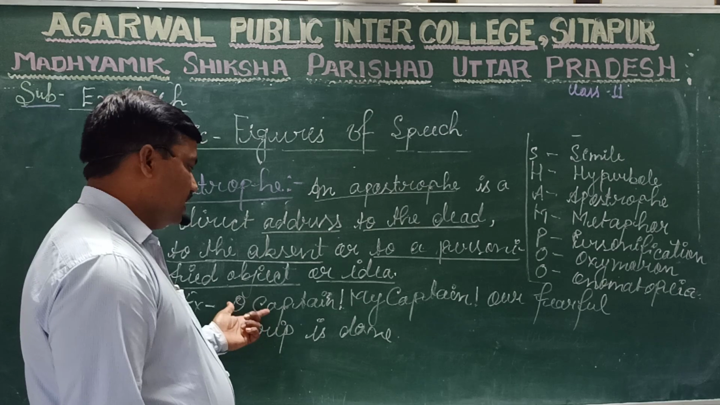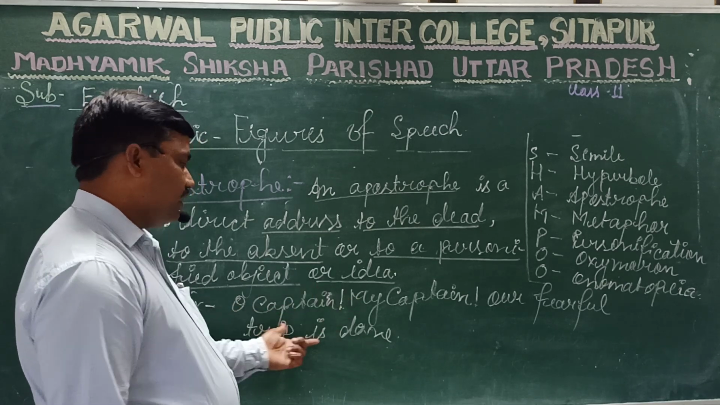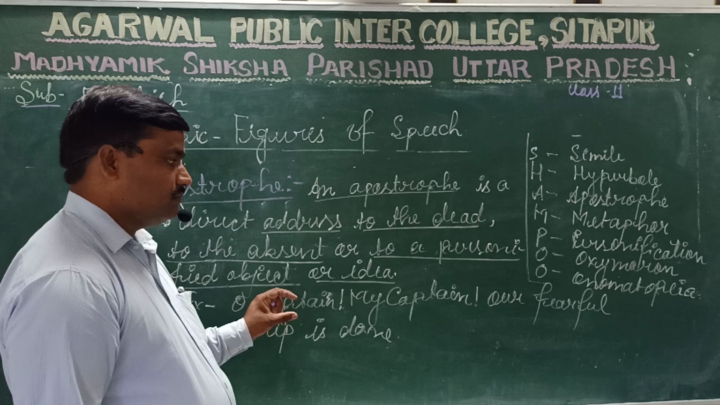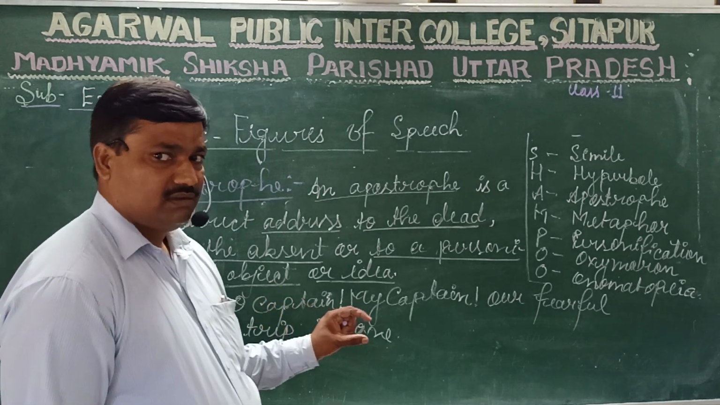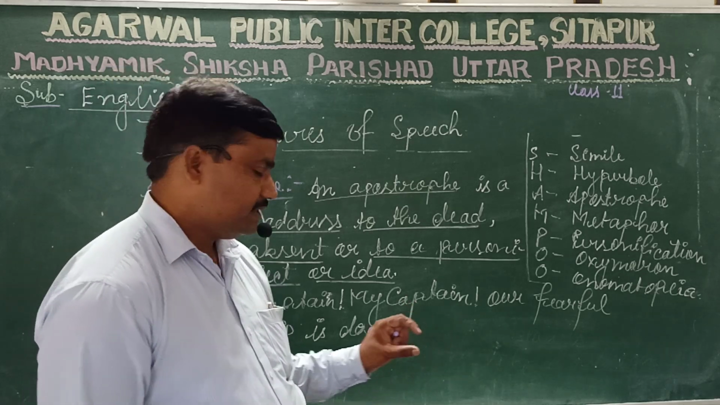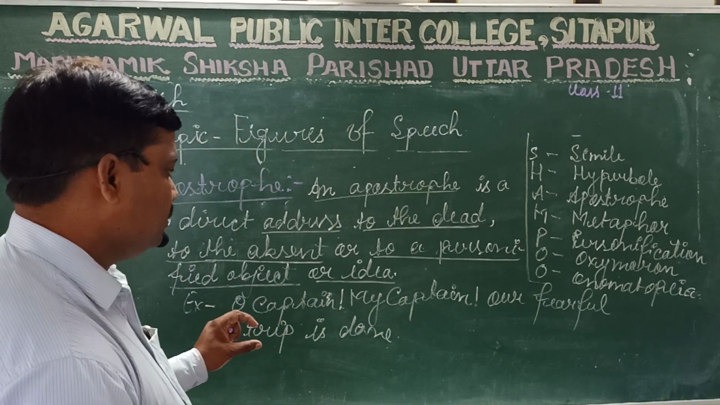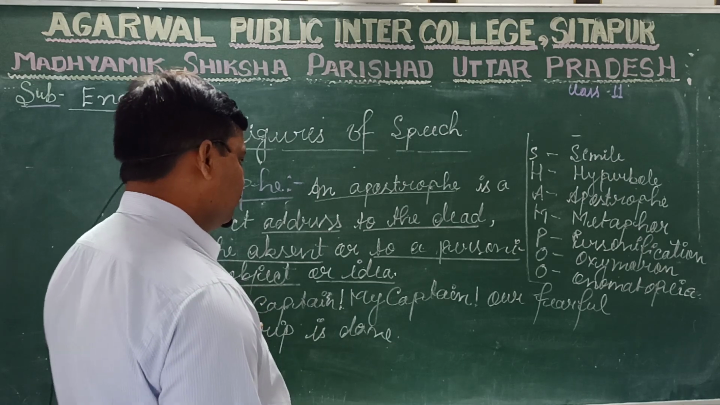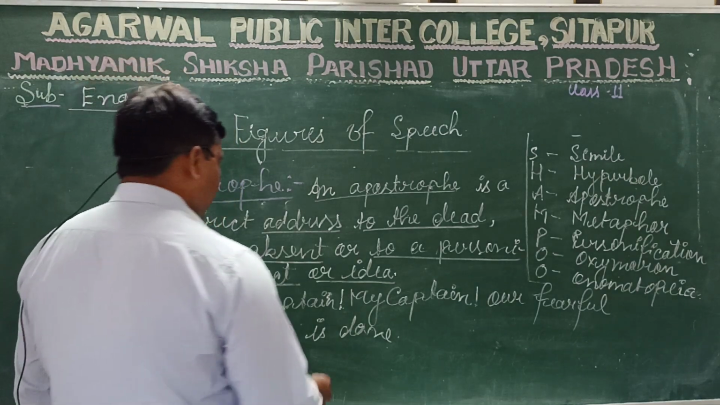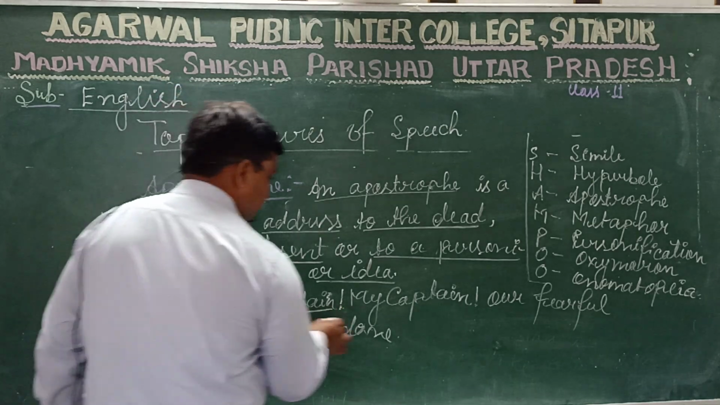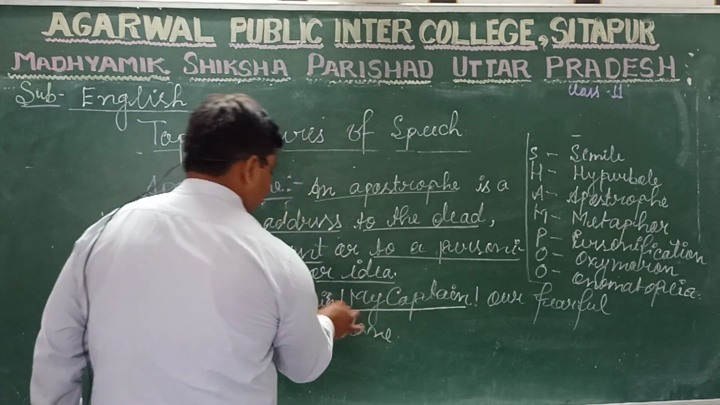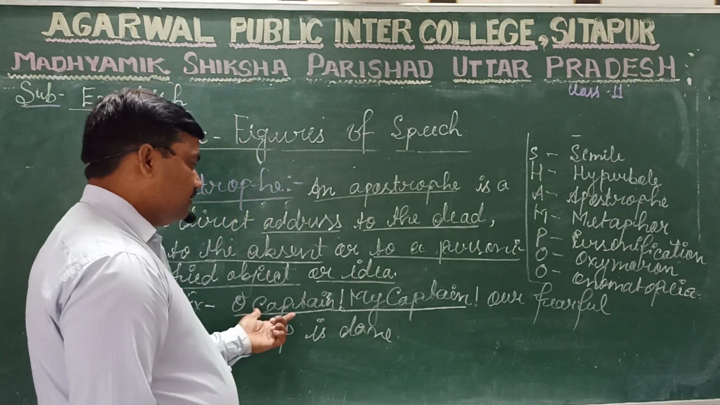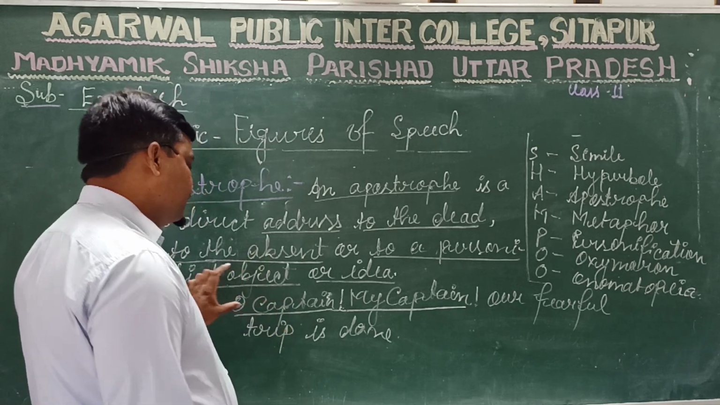So in this sentence, O captain, my captain, our fearful trip is done. This sentence has been taken from the famous elegy poem, O Captain, My Captain, written by Walt Whitman. In this sentence, Captain is Abraham Lincoln. That is explained to you in the poem. So here, captain is addressed. So this is the example of apostrophe.